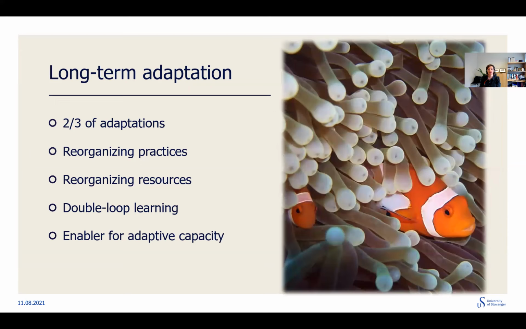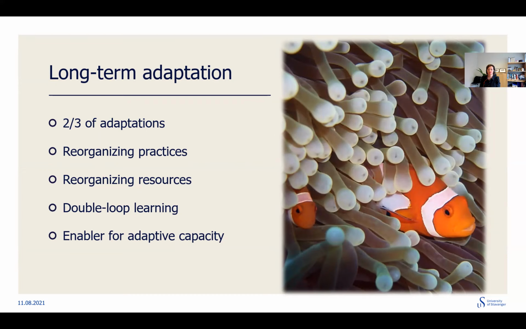Long-term adaptations accounted for two thirds of the adaptations found in this dataset. This was mostly related to some form of reorganization. In terms of practices, an example of reorganization is when a surgeon developed a surgical procedure for marking the skin with a hollow pen at the site of the vein entrance. By doing so, access was eased if the patient later turned ill and swelling occurred.